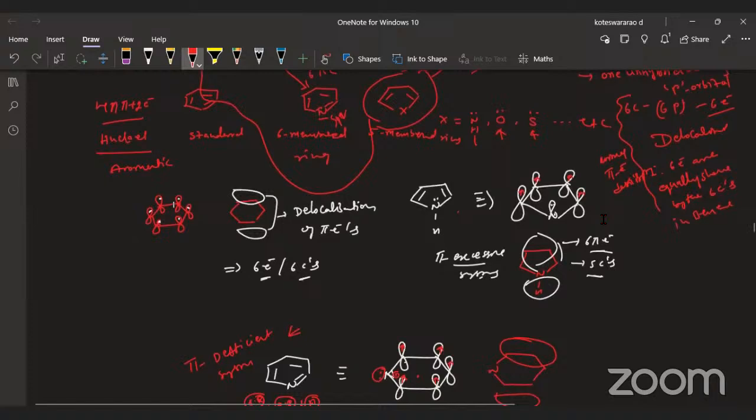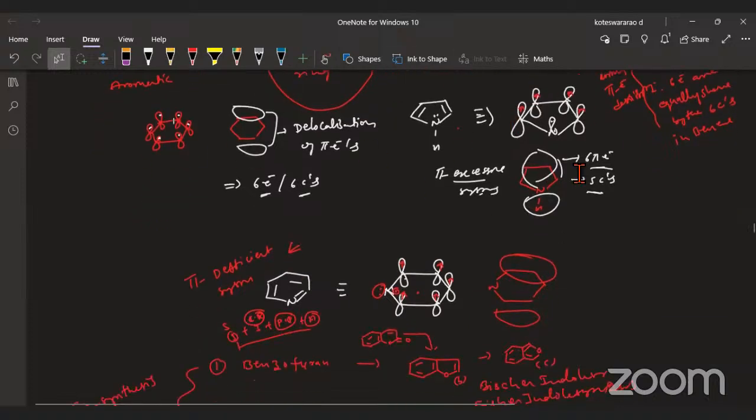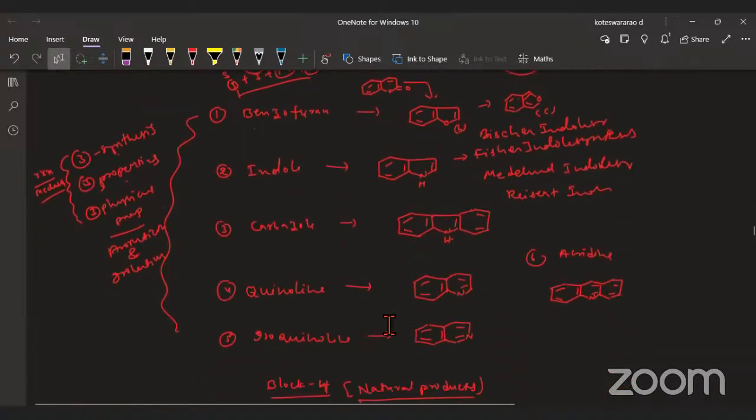This is an important phenomenon in examinations. It may be asked as a short question: define pi excessive and pi deficient heterocyclics with a suitable example. The Huckel rule we discussed earlier is the same one applied here. We already discussed aromaticity, so there is no need to discuss it separately.